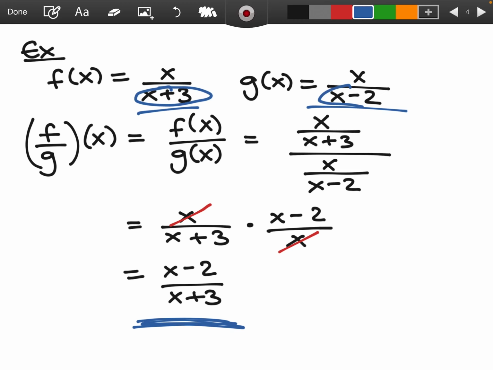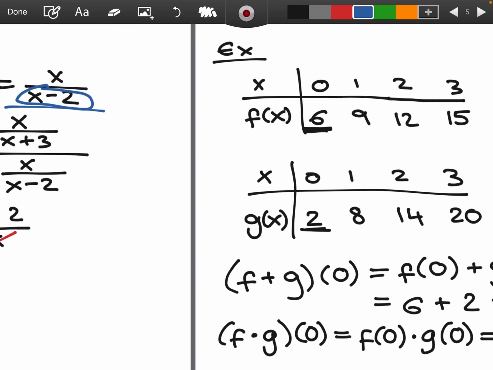What's my domain of g of x? It's going to be all real numbers except for where that denominator equals 0, which is when x is equal to 2. So I've got all real numbers except for -3 and all real numbers except for 2. Taking the intersection of those two is going to be all real numbers except for -3 and 2. As long as I don't have x equal to either of those two values, both f and g are defined. So I have to take out both -3 and 2 at the start, because otherwise at least one of my functions is not going to be defined.